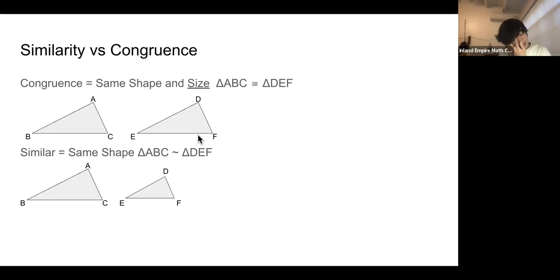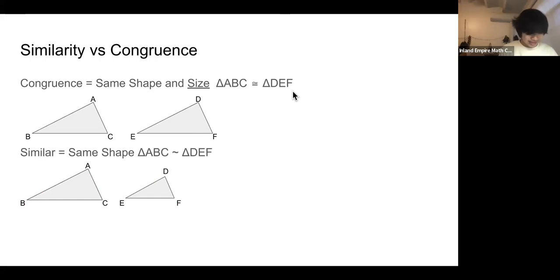So let's think about it like this. In a triangle, you have three angles, right? So if all three of the angles are the same, then it's actually the same shape. It'll kind of look the same. So this angle is going to be the same as that angle. This angle is going to be the same as that angle. And this angle is going to be the same as that angle, right? So if all three angles are the same, then it's the same shape, right?